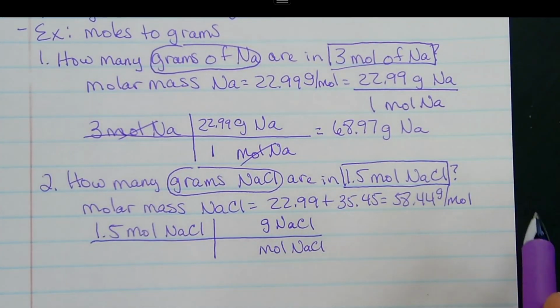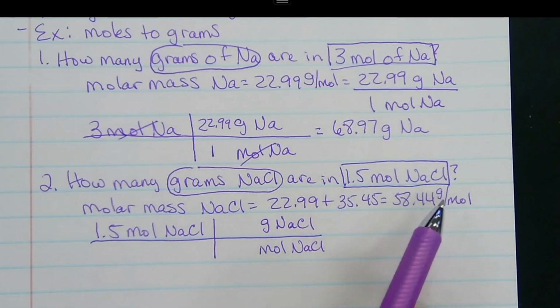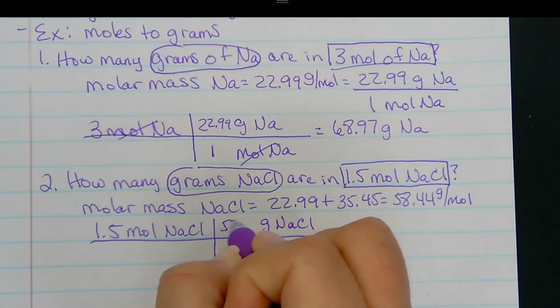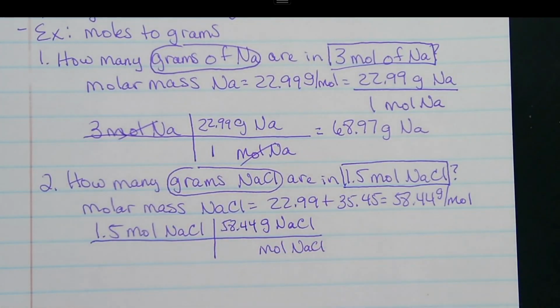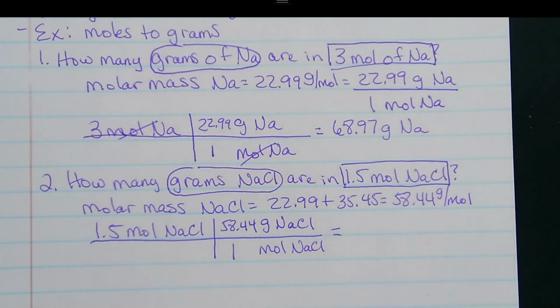Then from my molar mass, I'm going to add my numbers. What number goes with my grams from my molar mass? Which one? What number goes with it? 58.44. The big number always goes with my grams, and it's 58.44 grams in how many moles? Because I got it from the periodic table, so it's how many moles? 1. Okay. Then it's on the top. Do I multiply or divide by it? Multiply. So 1.5 times 58.44. You're going to get a big number.